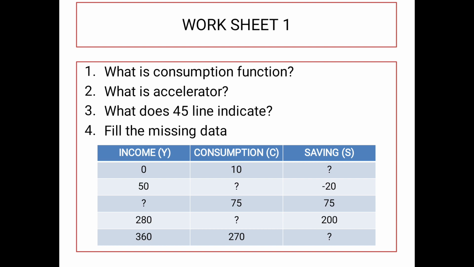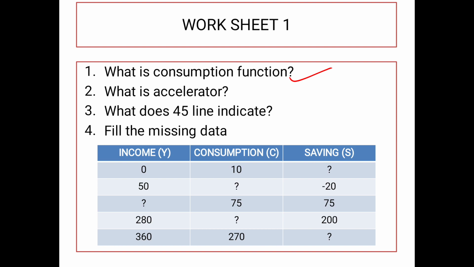So now you have a worksheet. What is a consumption function? A consumption function is supposed to be a relationship between consumption and national income. Next is, what is an accelerator? Accelerator, what does it denote as such? Multiplier, accelerator, two concepts are there. Two are supposed to be opposite terms that we have to look into.